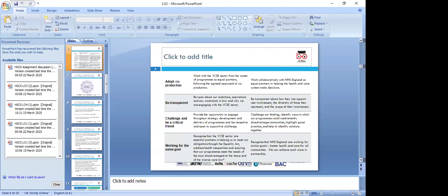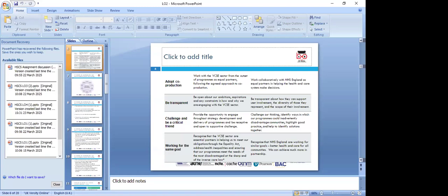As I indicated, you have to recognize that the VCSE sector are essential partners in helping us meet our obligations through the Equality Act, address health inequalities, and ensure that our programmes meet the needs of the most disadvantaged. It's very important. And how do you achieve that? You have to recognize that NHS England and the VCSE are working for similar goals: better health and care for all communities. You can achieve much more in partnership.